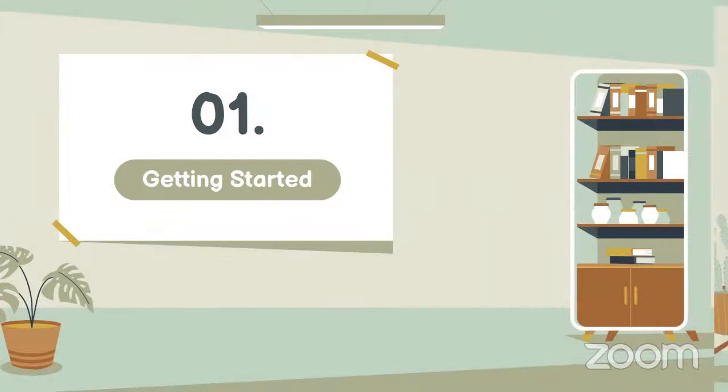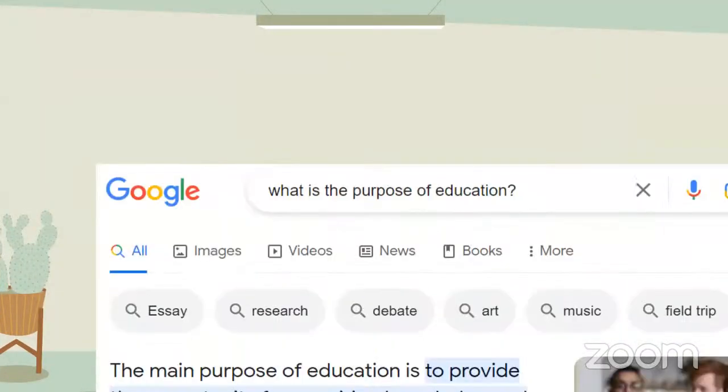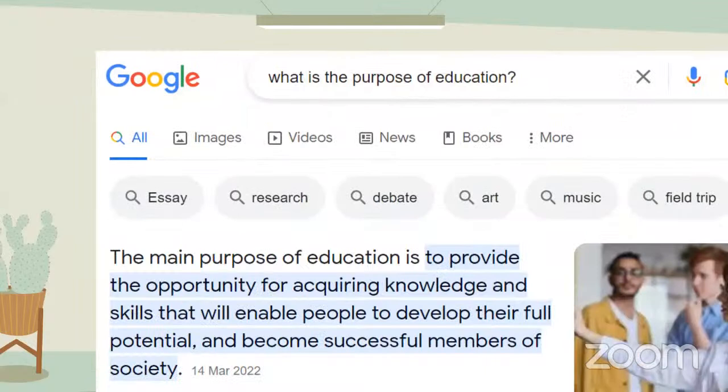So getting started. Now, for us, we have to think about why do we educate our students? A simple Google search, the first thing that comes up when I ask the question, what is the purpose of education? It aligns with what I have held dear to my heart for a very long time. And the fact is, we educate students because we want to prepare them to function. We want to prepare them to become functional members of society. So we ensure that we engage them in such a way that they acquire the necessary knowledge and skills to be able to function in the world.